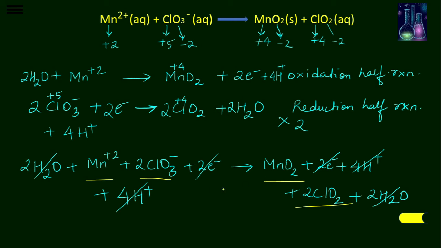And Mn 1, Mn 1, 2 Cl, 2 Cl, 3 2 is 6 oxygen, here 2 plus 4, 6 oxygen. So ultimately you get your balanced chemical equation. Easy. Let's move on to the next example.